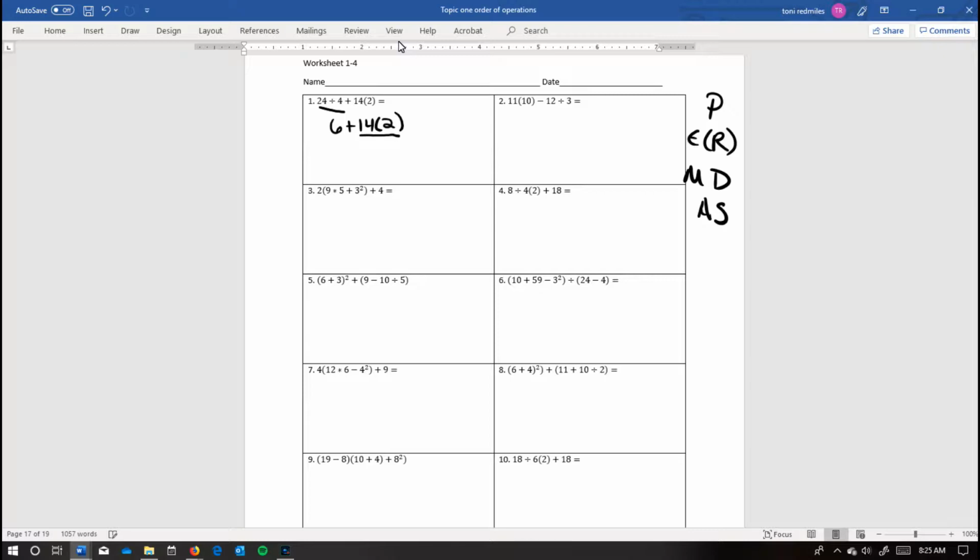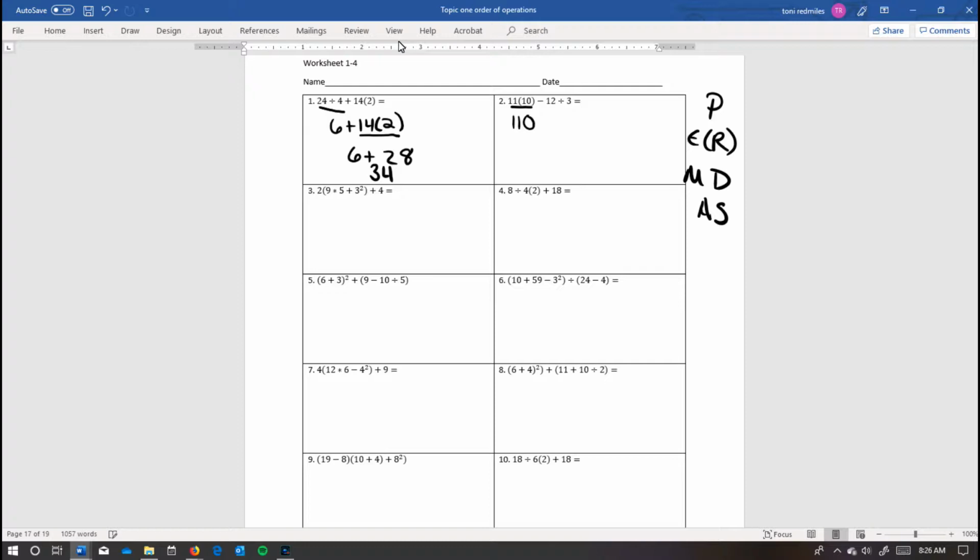All right, so 6 plus 14 times 2. Obviously, I have to keep working multiplication and division until it's all done. So 14 times 2 is 28. And then the last thing I have to do is add 6 to my 28, and that's going to give me 34.